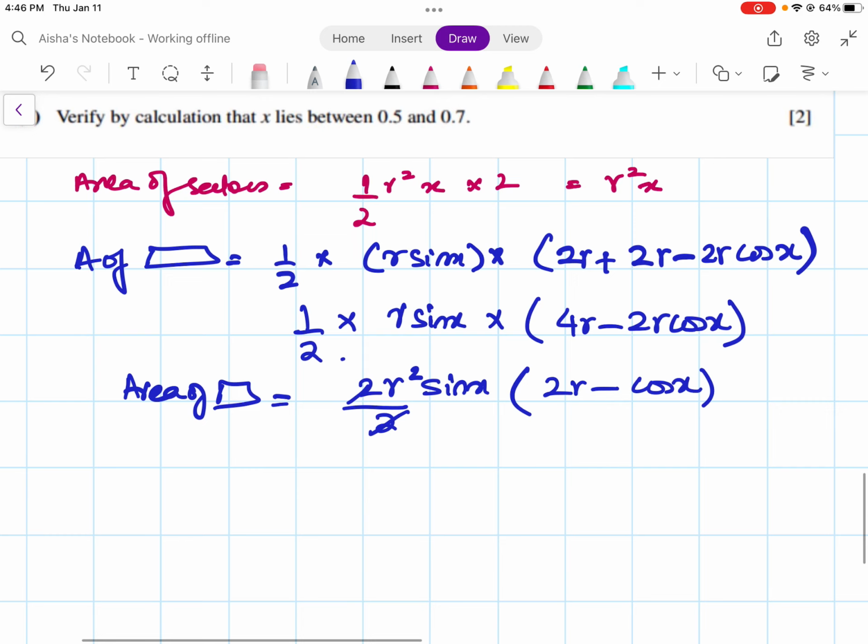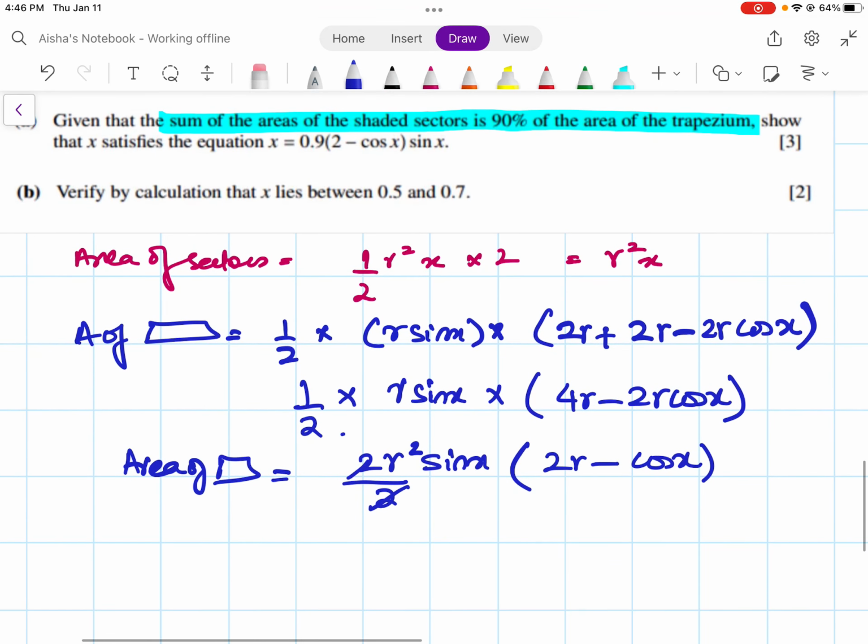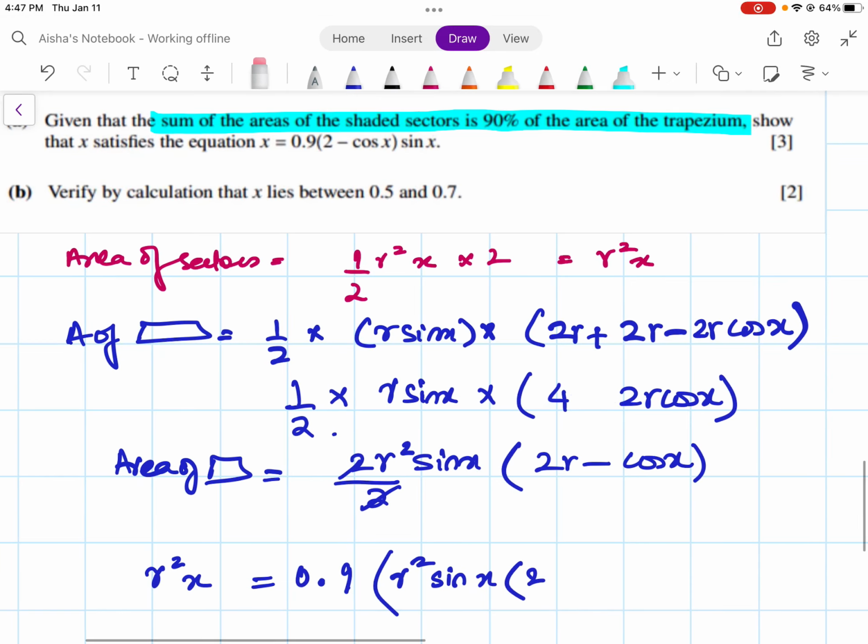Okay, so the sum of the areas of the shaded regions is 90%. Okay, this is the shaded region. This is 90% of the trapezium. There will be no r here now.